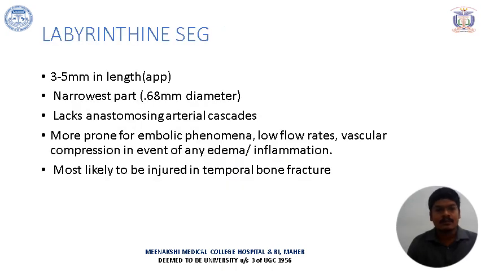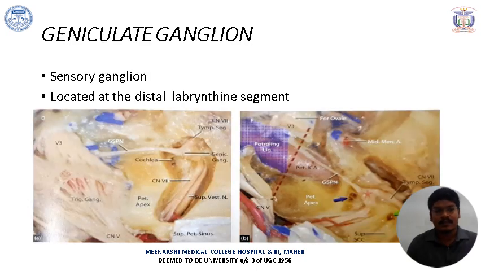Coming to the labyrinthine segment, which is approximately 3 to 5 mm in length, it has the narrowest diameter of 0.68 mm. This is the most important segment because of the lack of anastomosing arterial arcades, which makes it more prone to embolic phenomena, and due to low flow rates and vascular compression, this leads to edema, resulting in the cause for Bell's palsy. It is also the most common segment likely to be injured in temporal bone fracture.